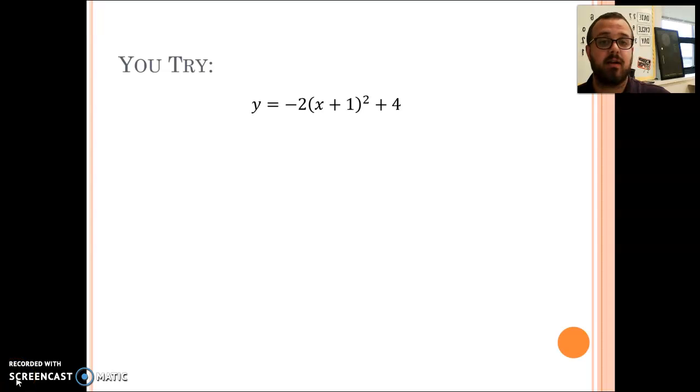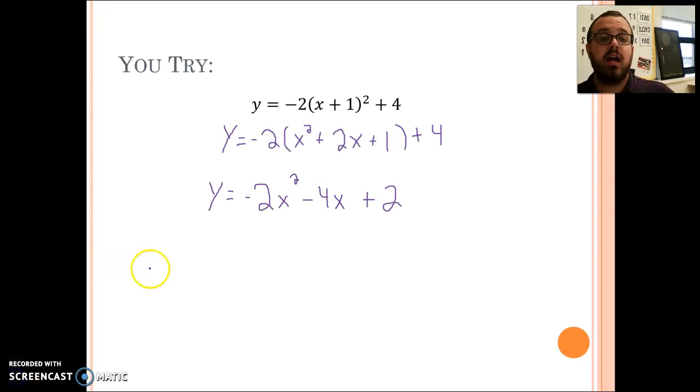Pause the video, try that, come back, and check with me. All right, so this is what I got. I went ahead and FOILed this out. I got x squared plus 2x plus 1. I then distributed the negative 2 through, and then combined the 4 and the negative 2 I would have gotten from there. And that's how I got negative 2x squared minus 4x plus 2. Again, if you can FOIL, you can convert from vertex form to standard form.